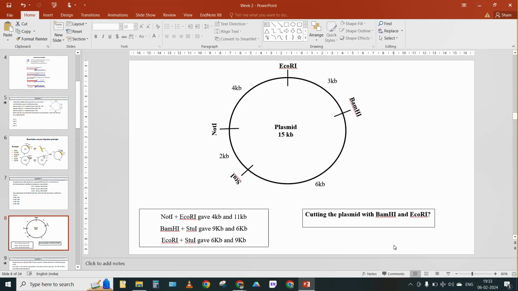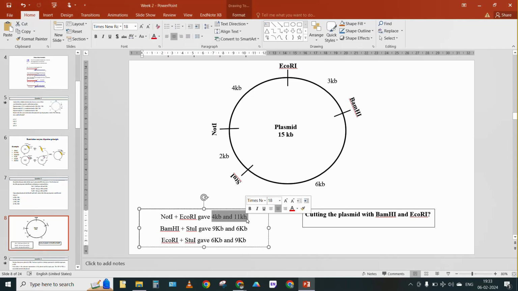First, NotI and EcoRI gave 4 kb and 11 kb. So if we see NotI to EcoRI, this region is 4 kb. This one is from NotI to EcoRI, and this way it is 4 kb, and in this way it's coming 11 kb. So it's giving 4 and 11 kb.